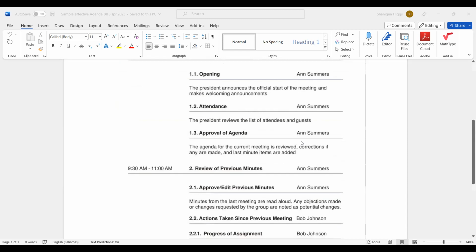Awesome. So I want you to keep this in mind, because now we're going to look at some other examples and determine how good they are, what they might be missing, how can we improve the agenda.